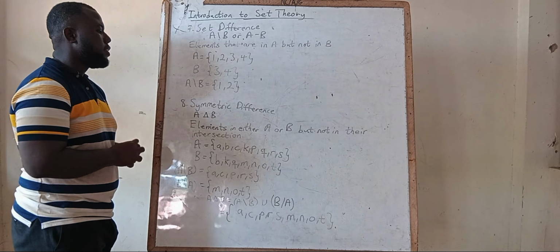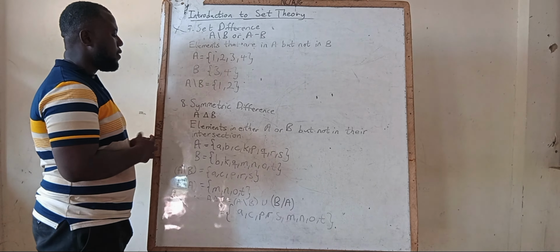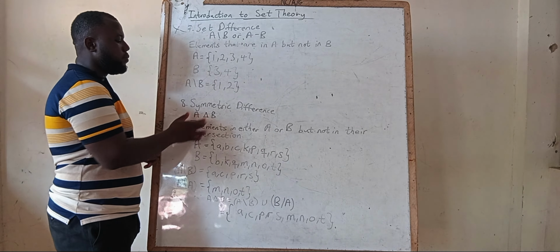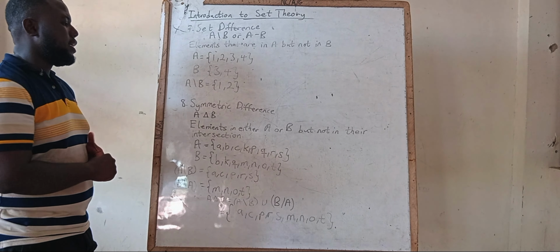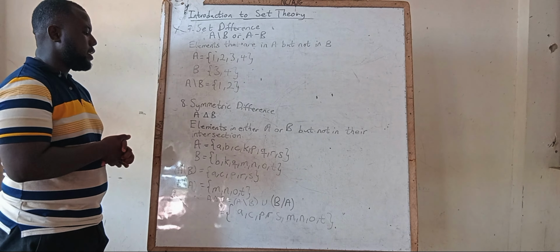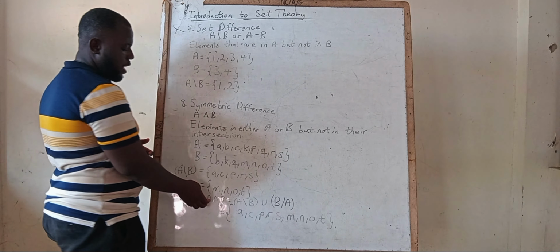So if they say find the symmetric difference of A and B, you can write it as A triangle B. In doing so, we find the elements in either A or B, but not in their intersection. But simply, we use the formula.